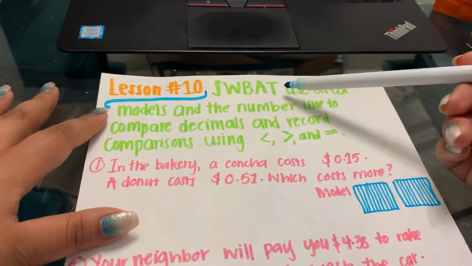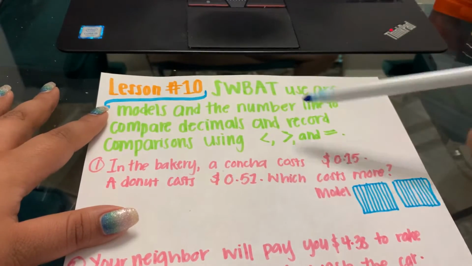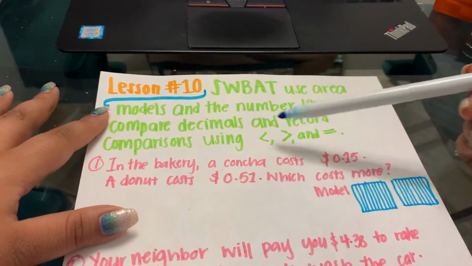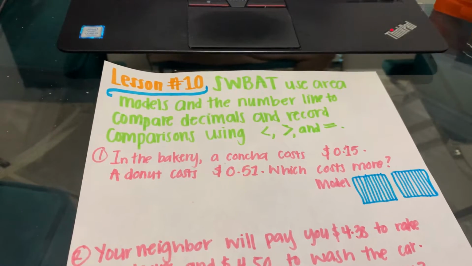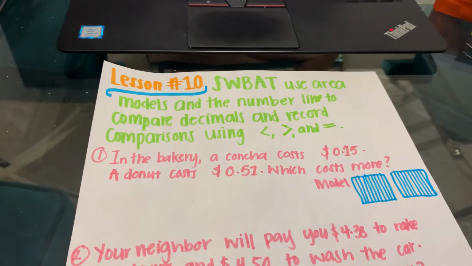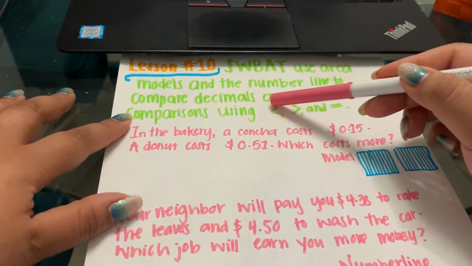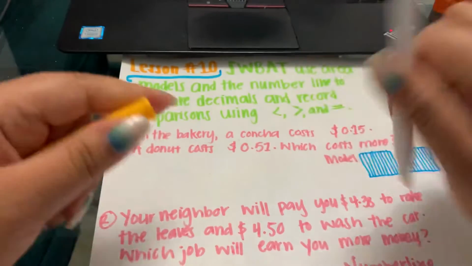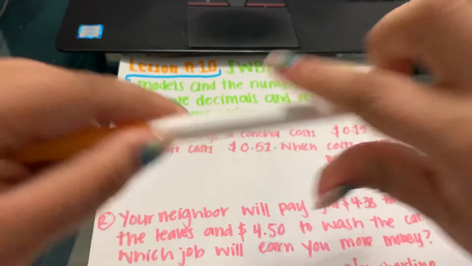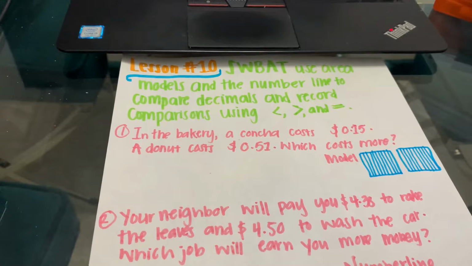Students will be able to use area models and the number line to compare decimals and record comparisons using less than, greater than, or equal to. The awesome thing is that you guys are ahead of the game because that's really all your problem set did yesterday, except you weren't really using models and number lines. But the biggest chunk of today's problem set is just going to be using greater than, less than, or equal to. So you guys are kind of ahead of the game there. So let's do a couple of problems, and these are actually word problems, but they're actually asking you the same thing. They're asking you to compare decimals.